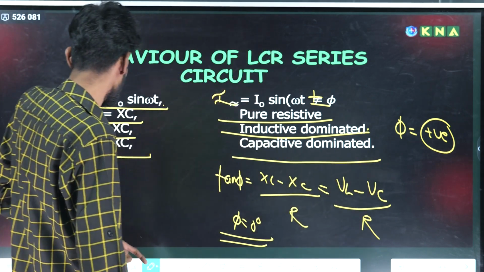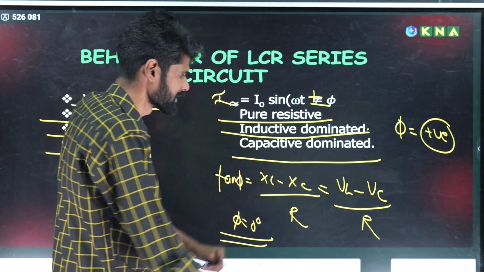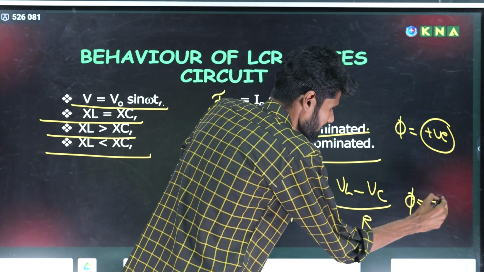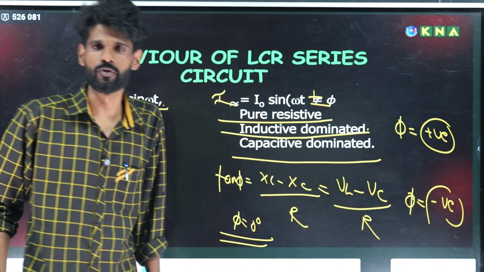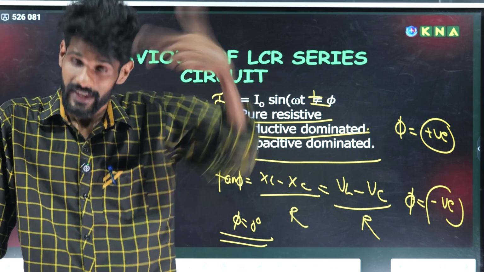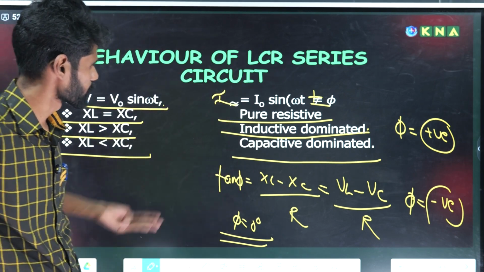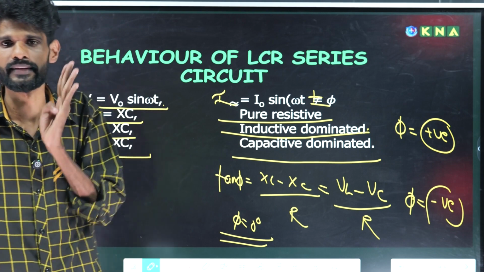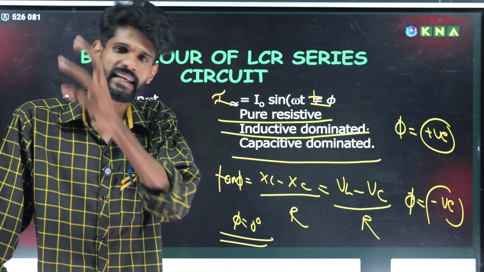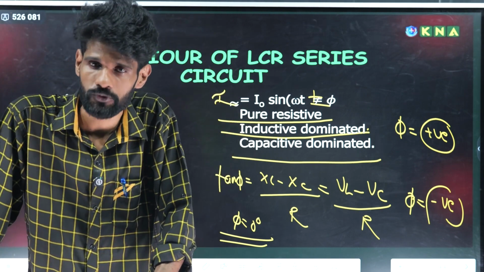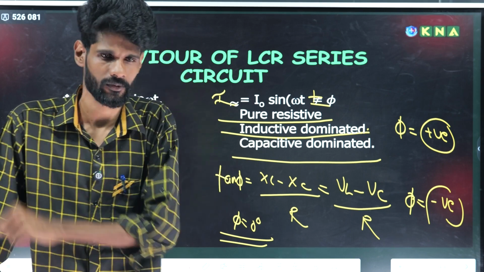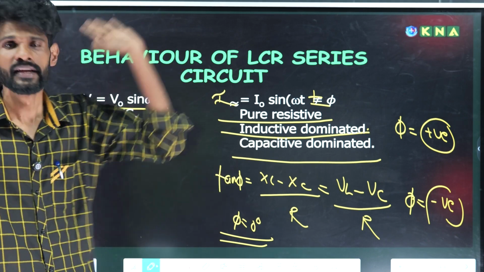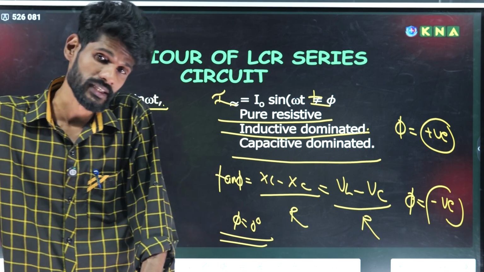Now what happens? When XL is less than XC, the capacitive reactance, this phi becomes negative. That means voltage is lagging, current leading. So now the circuit behaves as capacitive dominated. So the LCR circuit shows three types of behavior depending upon the values of XL, XC and R. These are pure resistive, inductive dominated and capacitive dominated circuits.